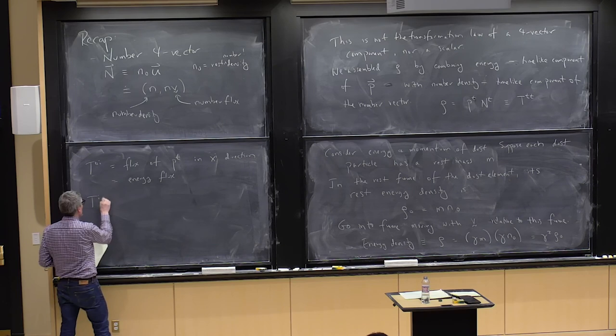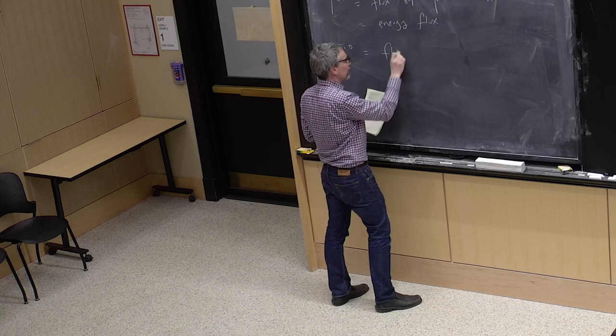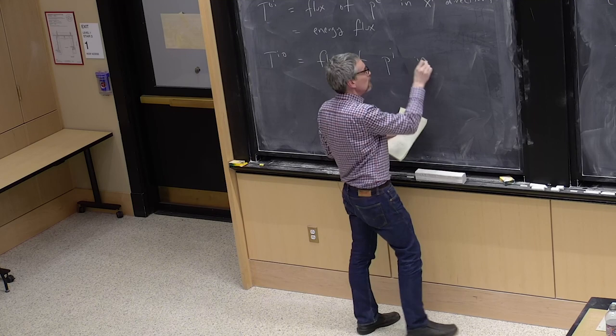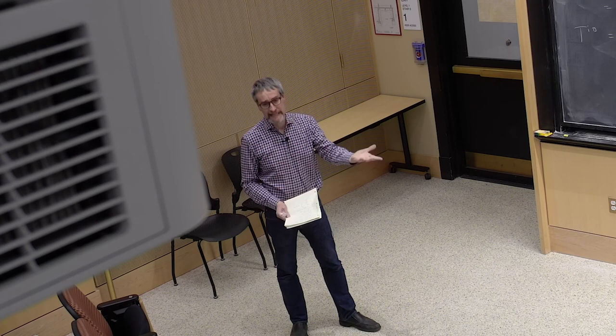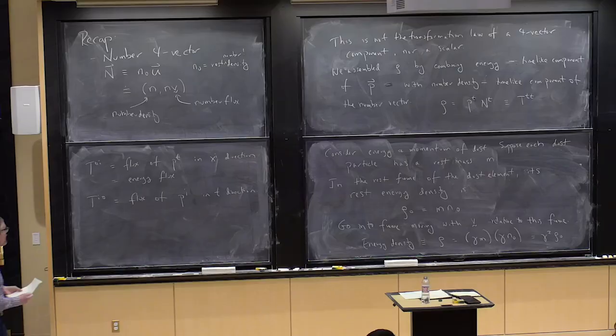Now Ti0, this is the flux of momentum component I in the t direction. So this tells me about momentum density. Okay, so if I have this stuff flowing, there's some momentum associated with that flow. You can count up the amount of mass in every little volume, divide by that volume, take some ratios. That is the density of momentum.